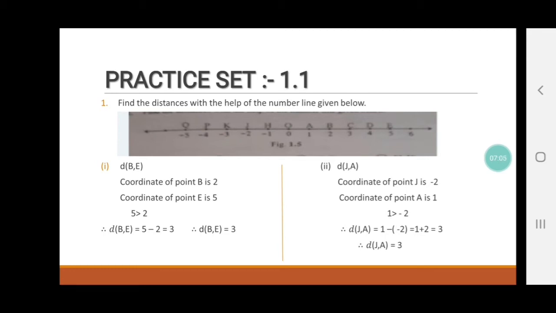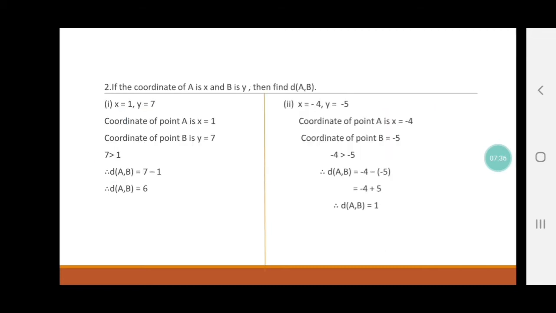We'll go with one more example. Coordinate of point J is minus 2 and coordinate of point A is 1. So 1 is bigger than minus 2. So the distance between JA is equal to 1 minus of minus 2, that is equal to 1 plus 2, equal to 3. So distance between JA is equal to 3. The remaining problems are homework for you all. Please complete them.